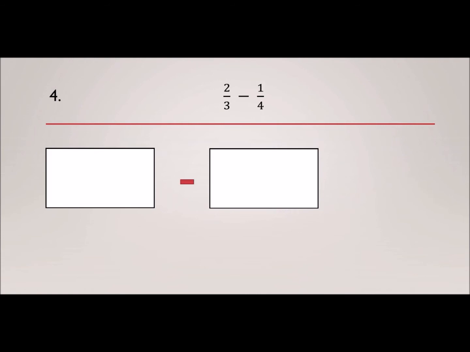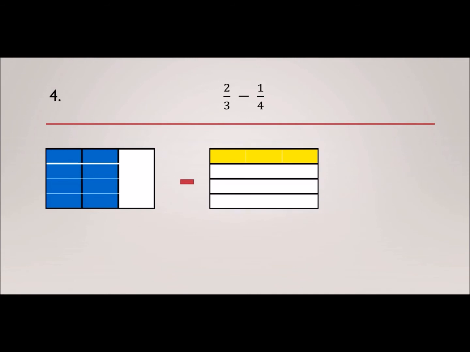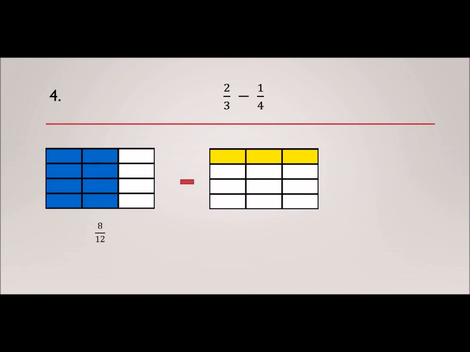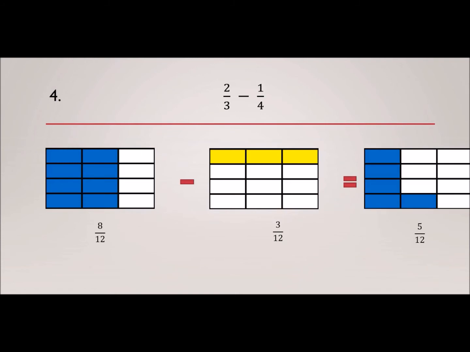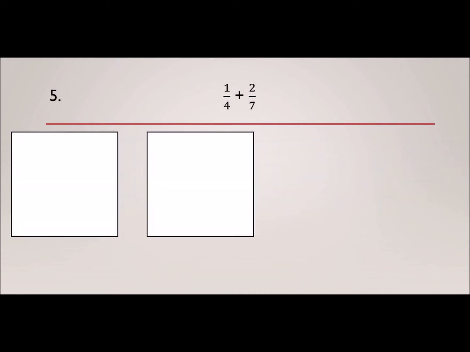Okay, so let's check your work. So on the first box, or actually the total number of boxes that we should have, should be divided into 3, right? And only 2 of the 3 is colored. And then on the second one, we should divide it into 4 parts. And of the 4, 1 of them is colored. So together, they should have 12 as a total. So now that changes it to 8 out of 12. And the second one should be 3 out of 12. So then together, if we subtract or take away 3 out of the 8, I should have 5 out of 12. Okay, let's try number 5.